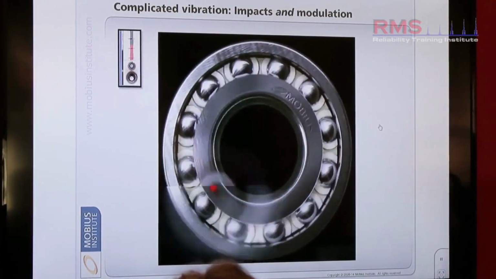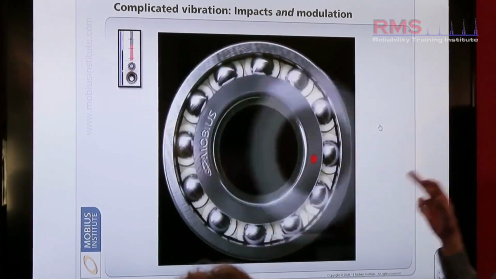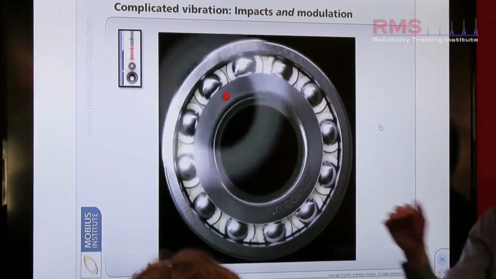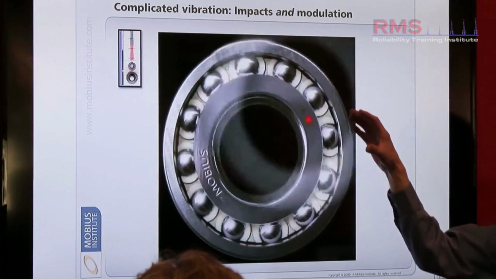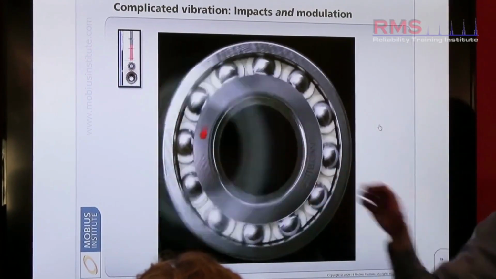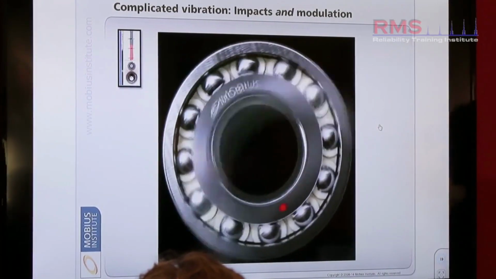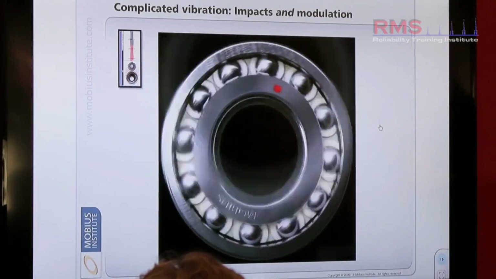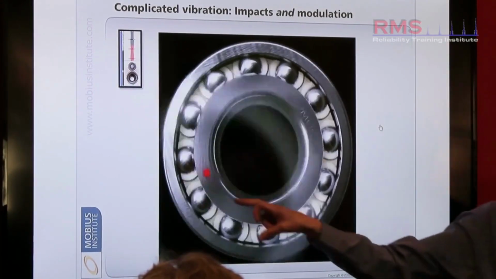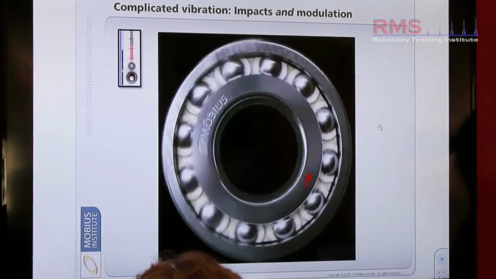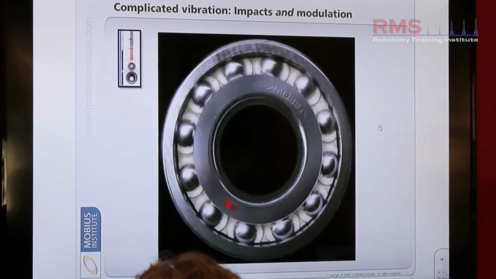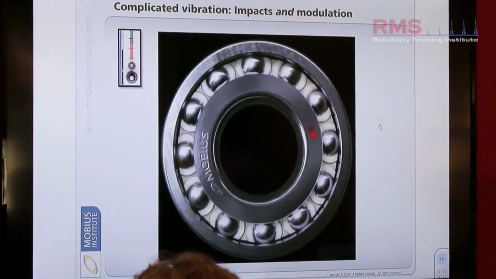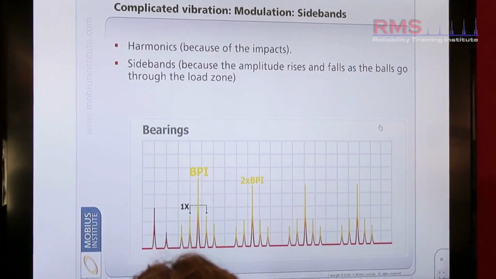Maybe if the defect here, think about this, the defect, that red dot, is inside the bearing, a pitted damage spot. When the defect enters the lower part of the bearing, due to gravity, the forces are greater. So we get a stronger signal. Then as the defect travels out of the load zone towards the top, the signal weakens slightly. Then it goes strong again. And that will cause, as we said just a second ago, a distinct pattern, sidebands.